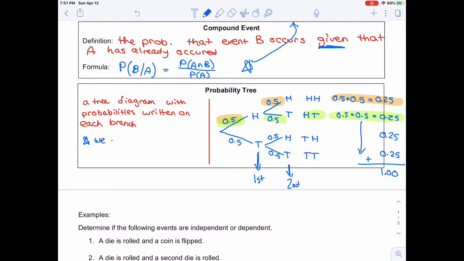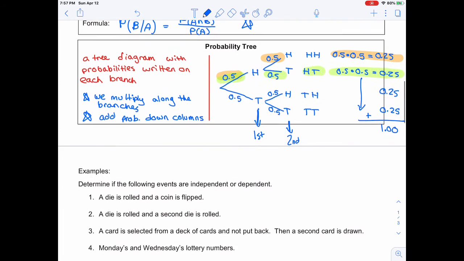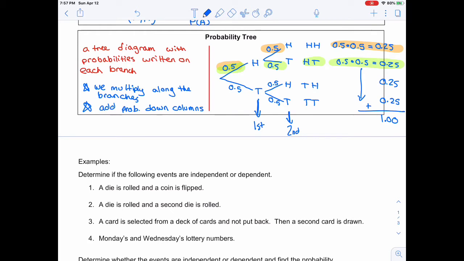We multiply along the branches. So that's for actually finding our probabilities. And then our second bullet point here, we could say we add probabilities down columns. Okay. We won't do a ton with probability trees. They will come into play a lot when you take statistics in high school. So this is just your generic introduction.